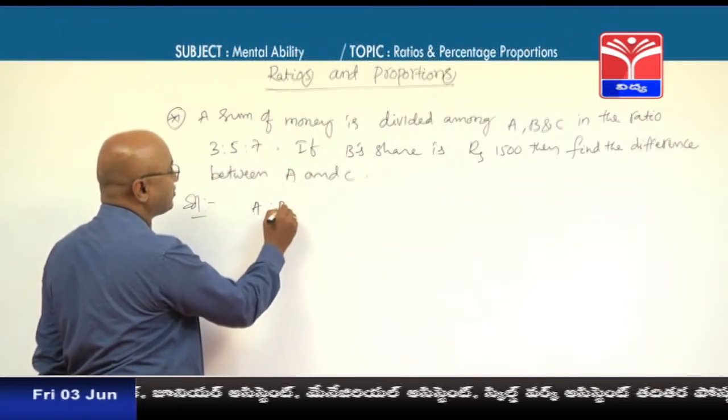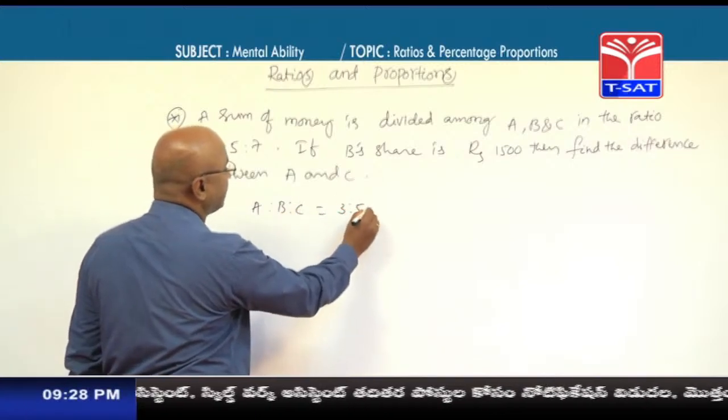See, the ratio of A is to B is to C is equal to 3:5:7.